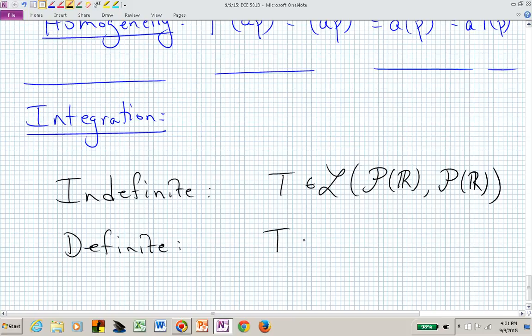If we have a definite integral and our input space is the set of polynomials on the reals, what is the output vector space for a definite integral? It's now just the reals, isn't it? It's now the real line. That's now our output vector space. And those two maps are linear maps between those different vector spaces.